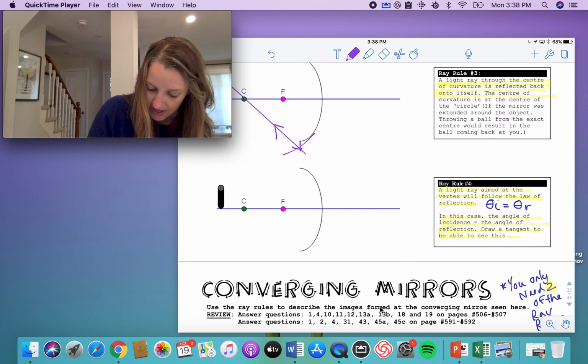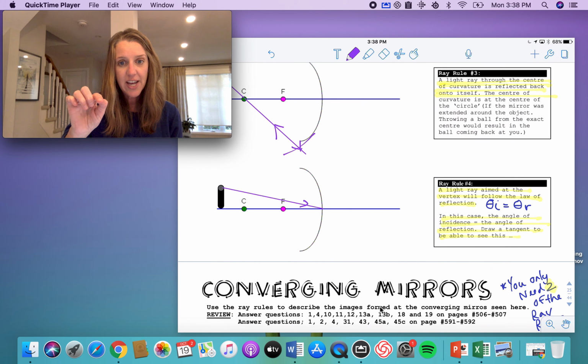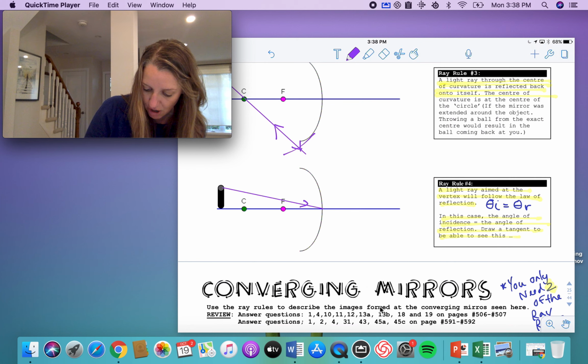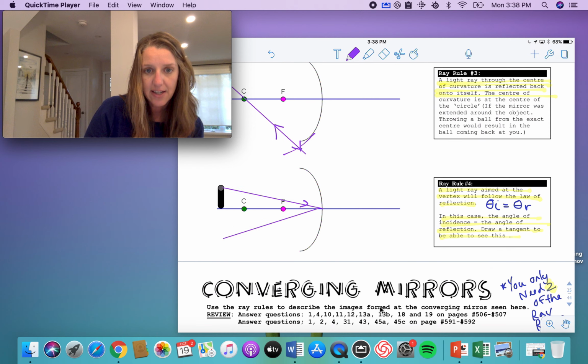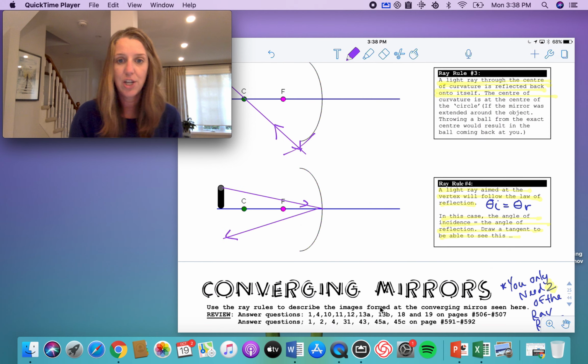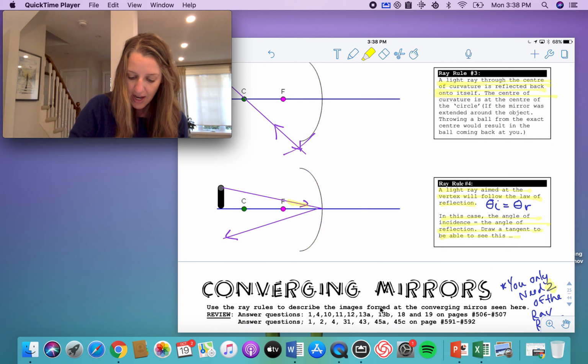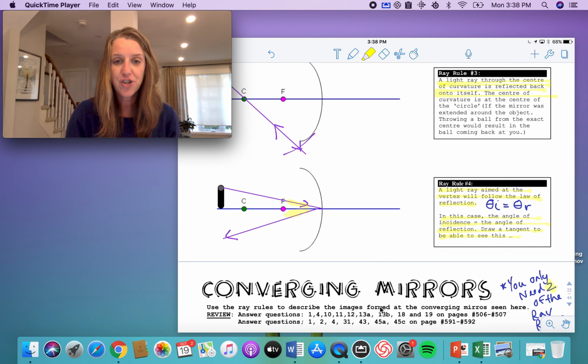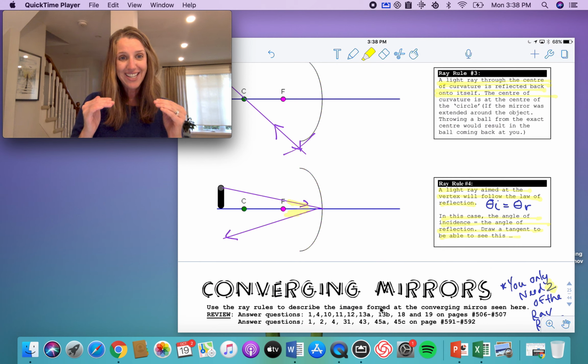So here we go. If a light ray goes from my object directly to the vertex, it follows the law of reflection, and I would use my protractor to do this exactly. I am eyeballing that, but you're going to use your protractor, measure that angle of incidence, which is right here, make the angle of reflection equal to it, and draw your reflected ray in. Okay? Those are the rules for how light goes.